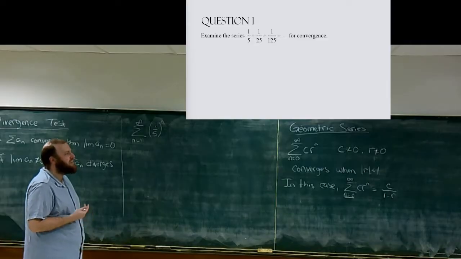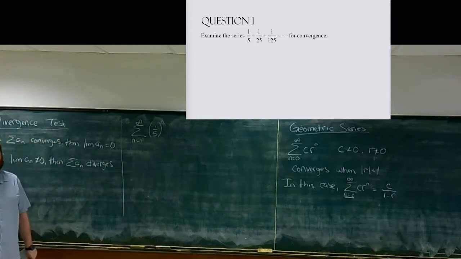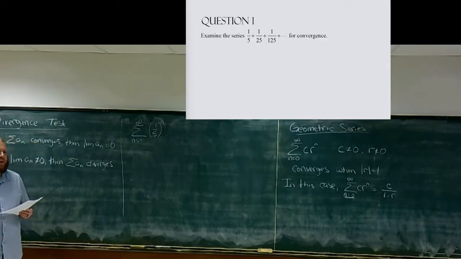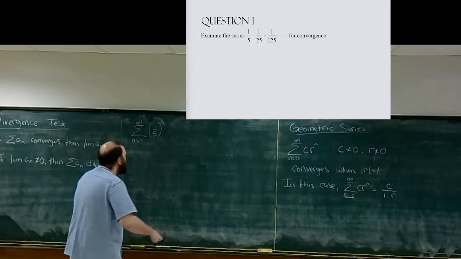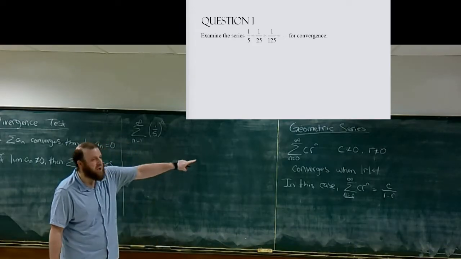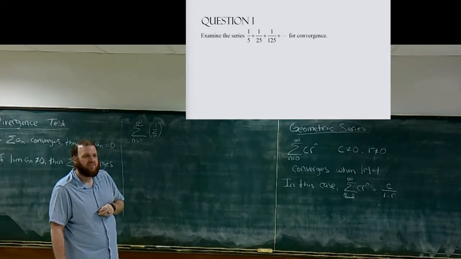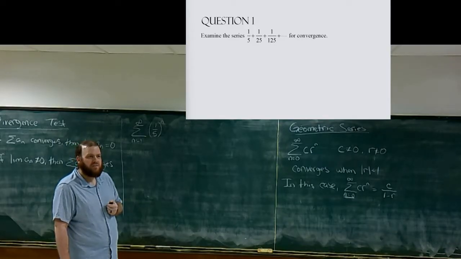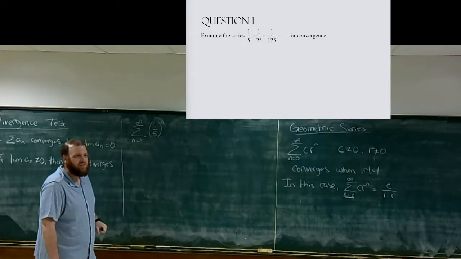What's R? One over 5. Absolute value, is that less than 1? Yes. This converges. How do we know R is 1 over 5? Look at the form of the geometric. So in this case, C would be just 1? Yes, C would be 1. What's being raised to the nth power? That's your R.